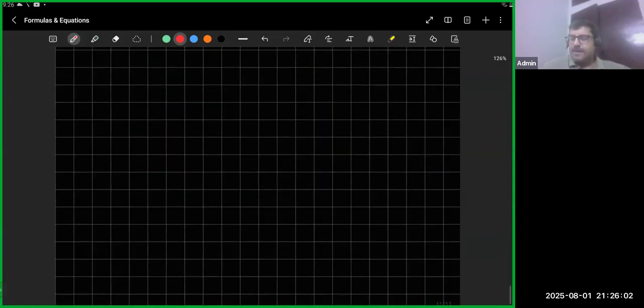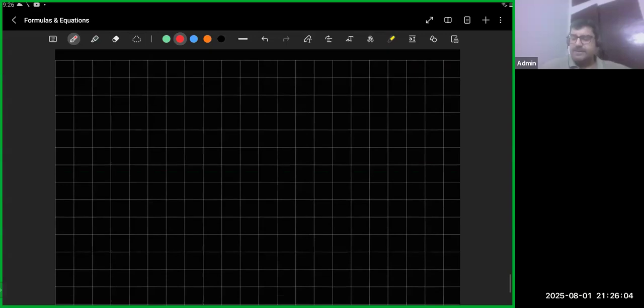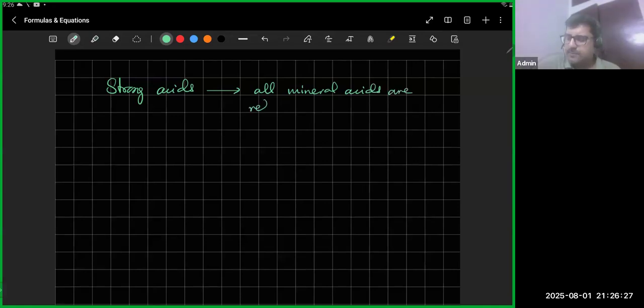Right, examples of strong acids, strong bases, I'm just going to do, because organic chemistry is the last chapter. So examples में strong acids. What are strong acids? Normally what happens is that all mineral acids are relatively strong. These are the ones that we just studied, the ones given above.